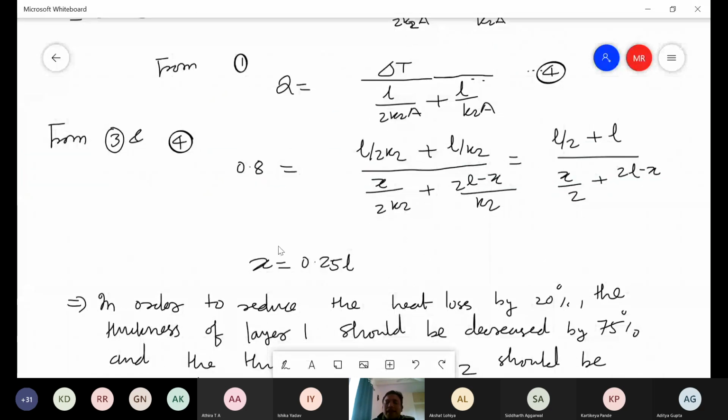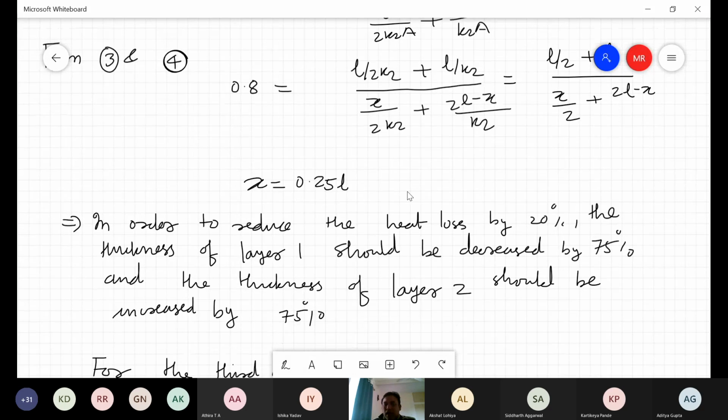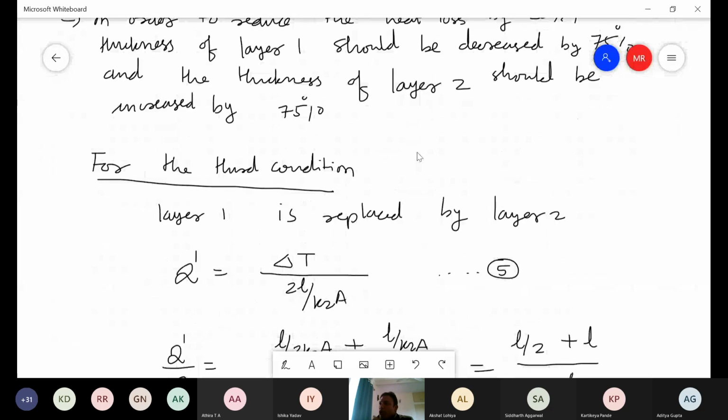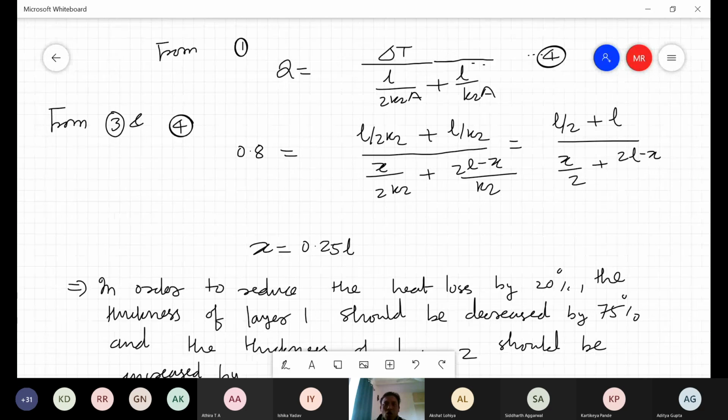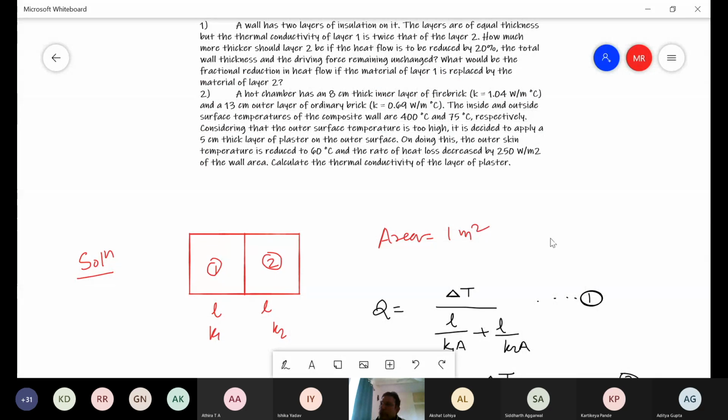So based on this condition, again we can write down the equation for rate of heat transfer, that is given as Q dash, and Q dash is given as delta T divided by 2L by K2A, because now both layer 1 and layer 2 are of the same material of layer 2, and therefore the total length is 2L, isn't it? Thermal conductivity is K2, and again in all these equations we are assuming the cross sectional area equals 1. That is what I have at the top. If you don't assume this, you will get the answers per meter square. The answers will be per unit area. Okay.